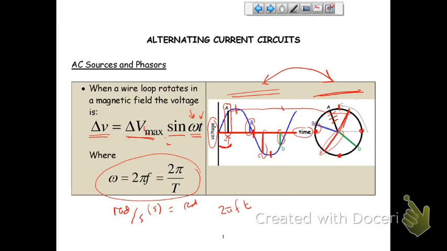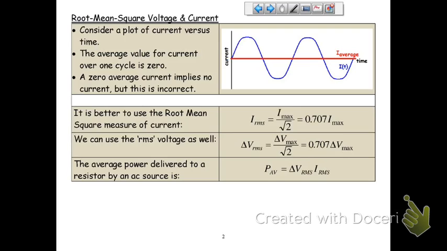Let's have a look. I'm taking frequency, which is 1 over seconds, times time. That cancels out, and I end up with the angle. So it's the same thing. I didn't explain that very well, but it's the same thing.